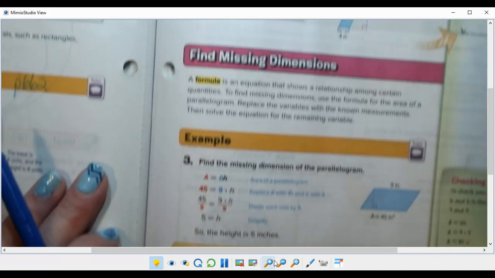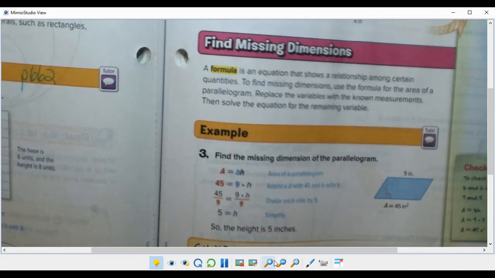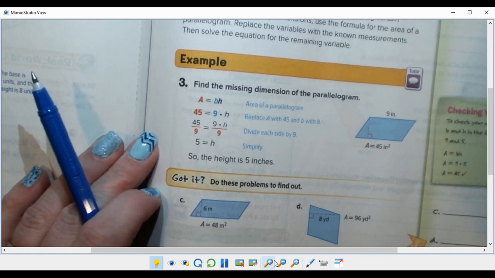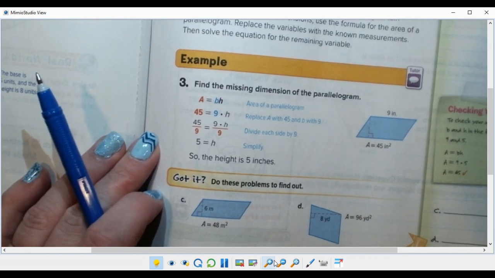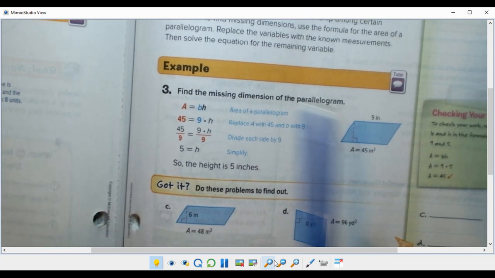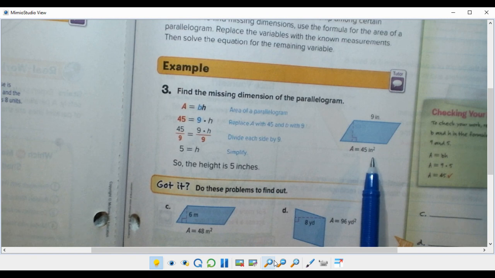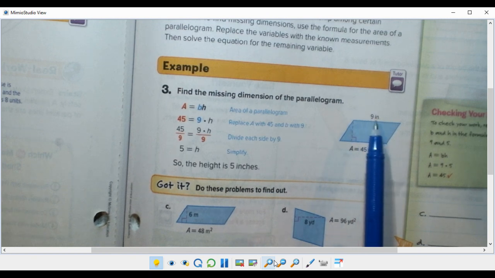One more down at the bottom. I'm going to skip down to example 3. Sometimes you know the area and only one of the measurements, but you can use that and the formula to find the missing measurement. So if you look at our parallelogram here, I'm told the answer. I'm told that the area is 45 square inches. And I'm told the base is 9.